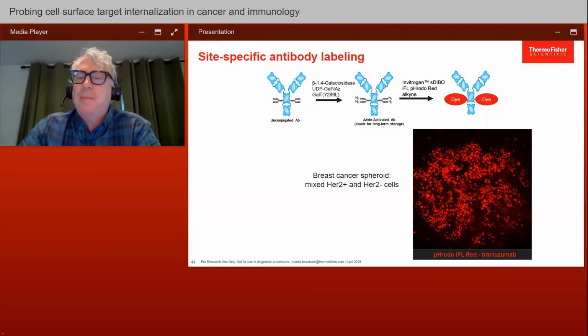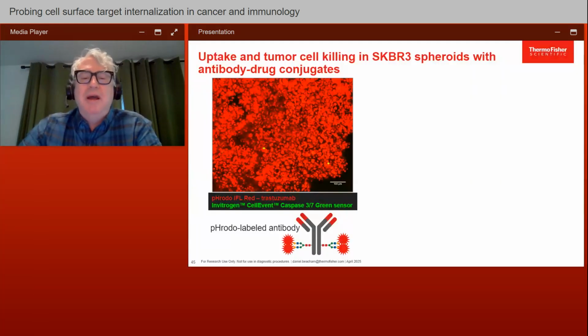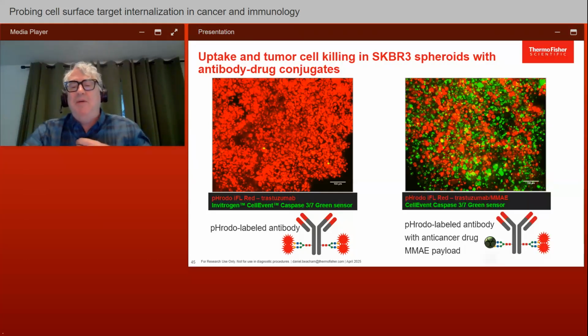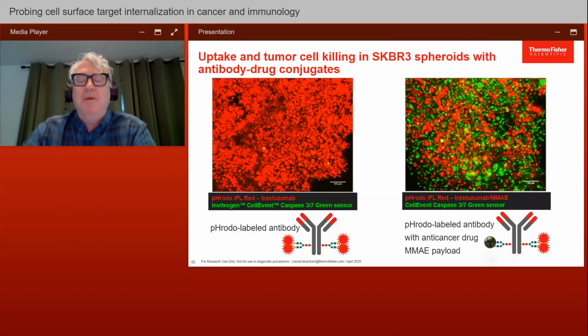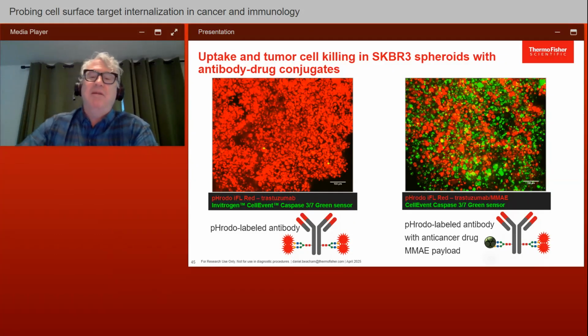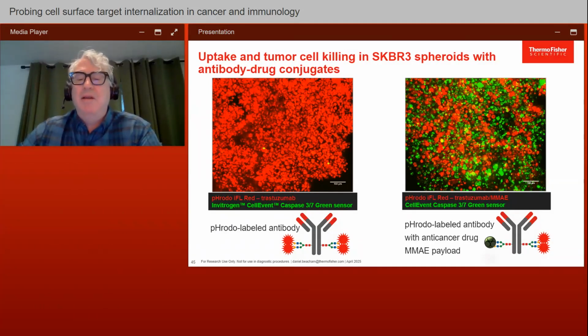This is now the Frodo, the pH sensitive version of the dye on trastuzumab. And taking a closer look, you can then ask, okay, so here's the dye on a spheroid in the control condition. So it has gone in. But if we attach a payload along with the antibody to the cells, we see that the green signal has activated. And that's a second dye that I didn't really have time to go into here. But again, you can reach out anytime and I'll give all the detail you'd like on the caspase activation dyes.